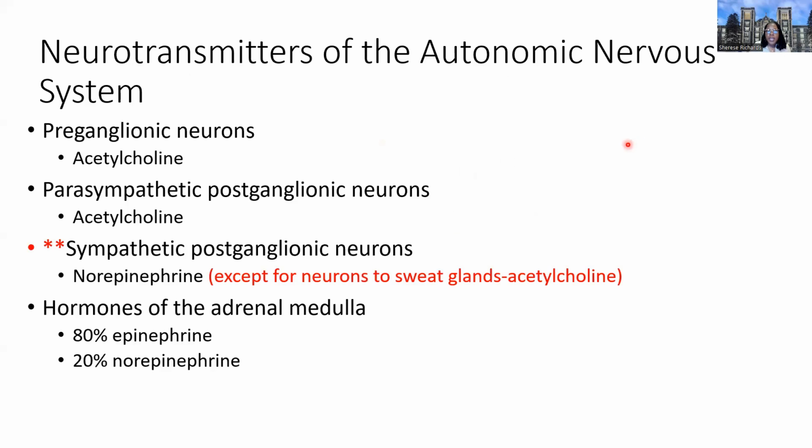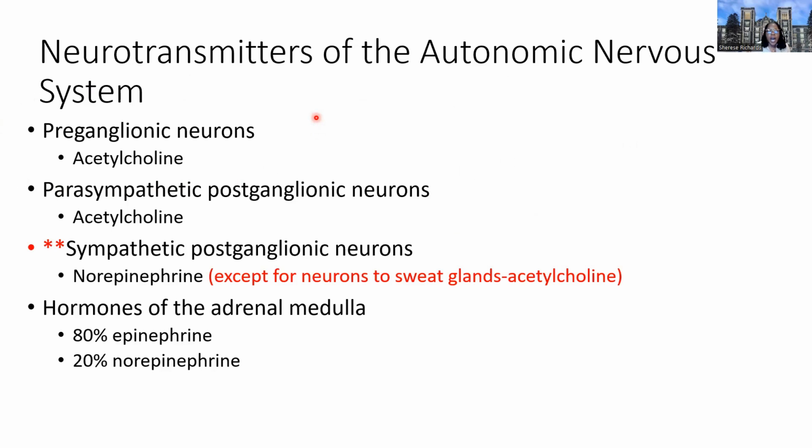Let's think about the different neurotransmitters and what types of neurons secrete them. So the preganglionic neurons are always cholinergic. They are all going to secrete acetylcholine. Now, this is going to be true for both the sympathetic division and the parasympathetic division. Both of the preganglionic neurons will always secrete acetylcholine. So that's a rule of thumb that you can stick to. If it's a preganglionic neuron, it is always releasing acetylcholine.